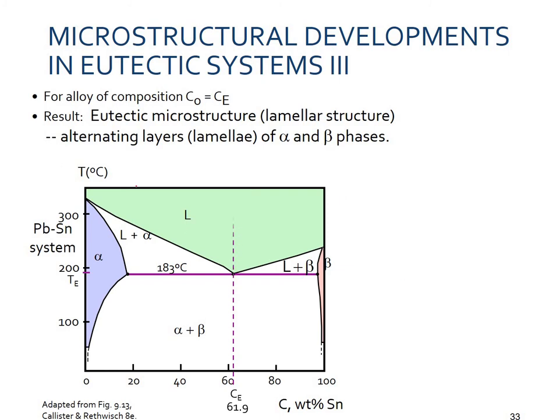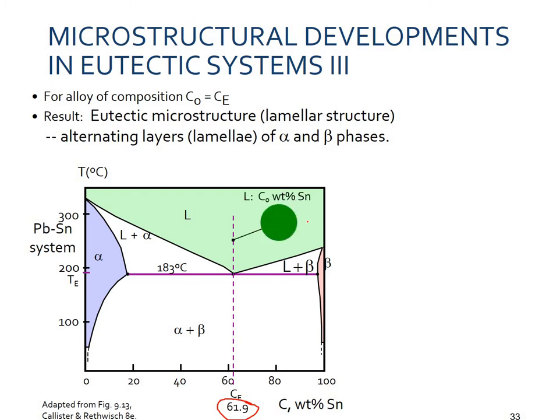So now let's discuss this as a whole. This is again a lead-tin system. The eutectic composition is at around 61.9. It's not the copper-silver system as we discussed earlier. This is another system. So for alloy composition, this is the eutectic composition. We're taking it over here.